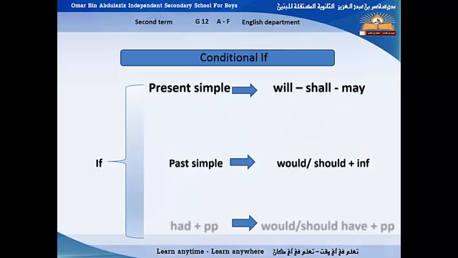Let's move to the second case. If is followed by past simple in the first sentence and then would, should, or might plus the infinitive. So let me remind you of the past simple. For regular verbs, you add d or ed to the verb, and the irregular verbs, you have to learn by heart. So if you have if followed by past simple, the second sentence should include would or might plus the infinitive.